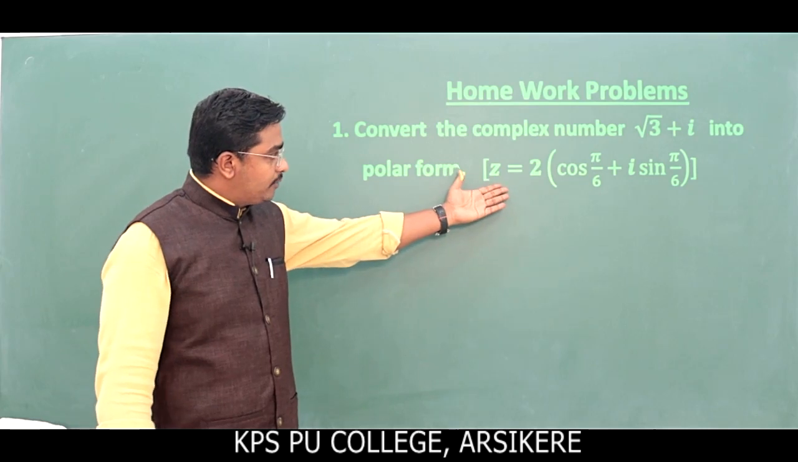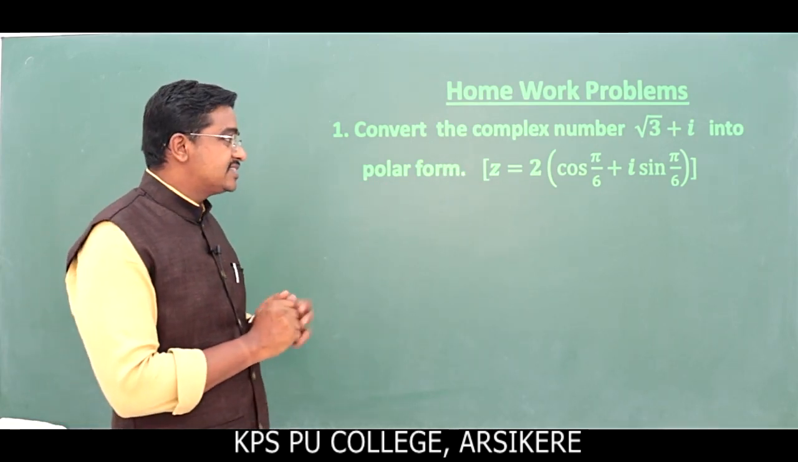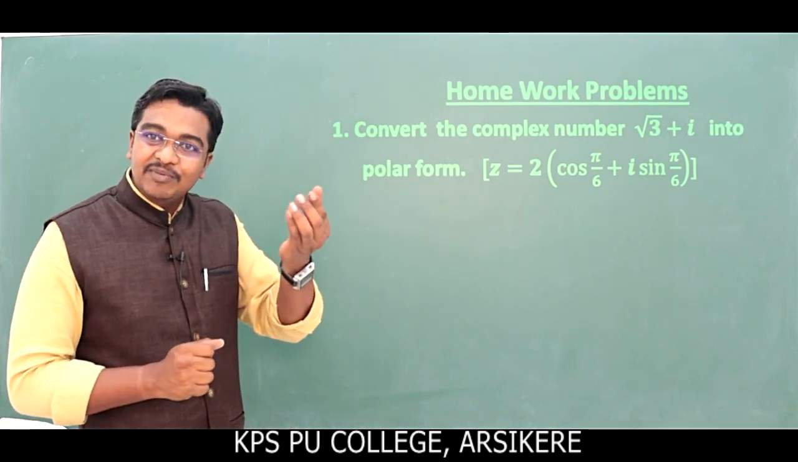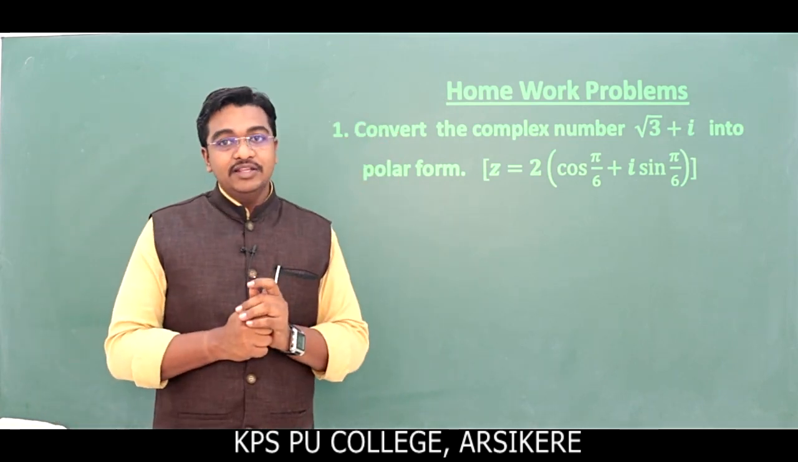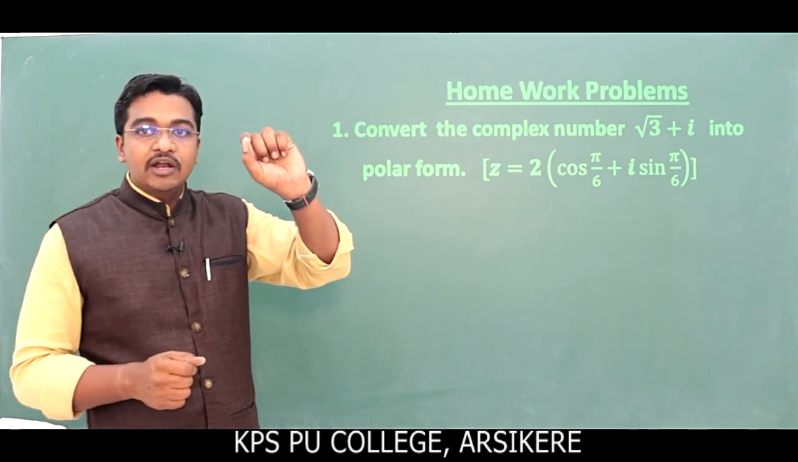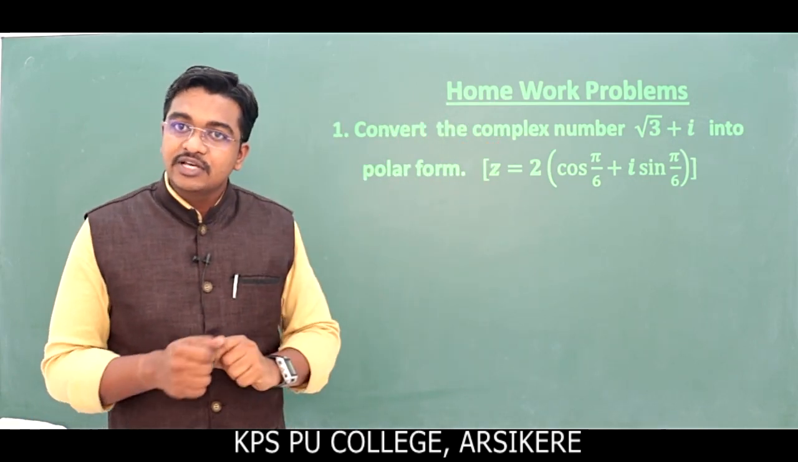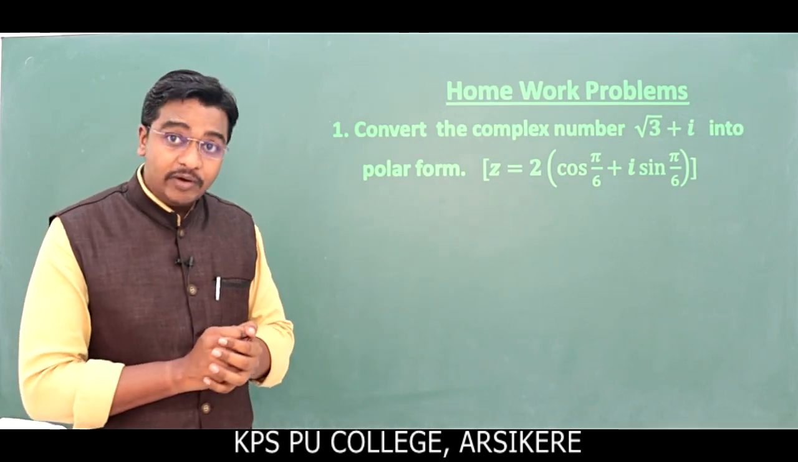Here the polar form is z equals 2 times cos of pi by 6 plus i times sin of pi by 6. Pi by 6 is nothing but 30 degrees. So √3 plus i. If you convert that number to Cartesian form, z is equal to x plus iy, comparing we get x is equal to √3 and y is equal to 1.